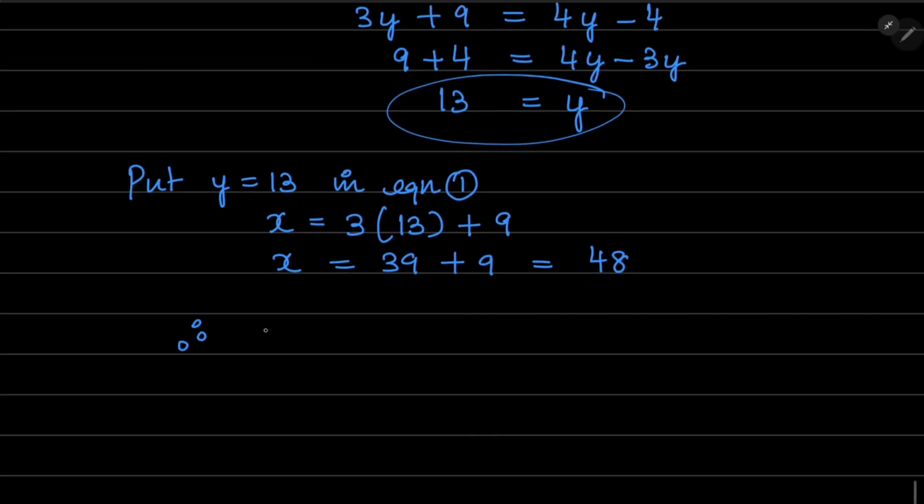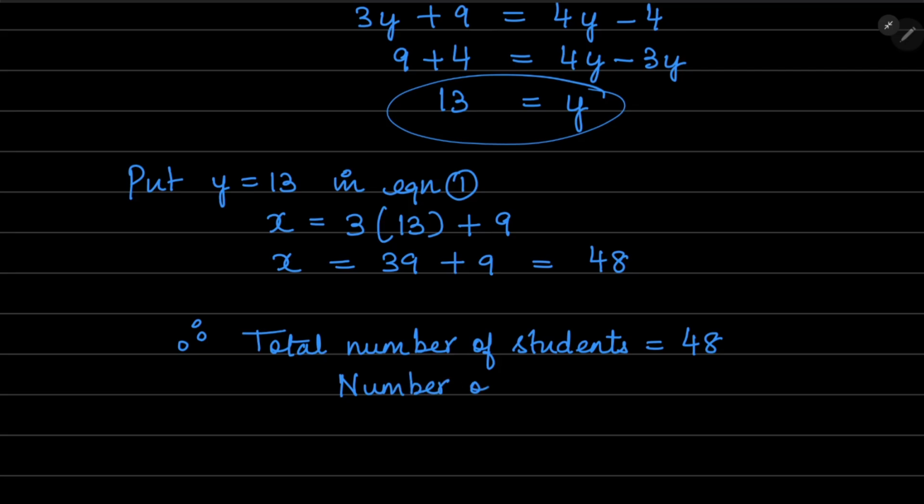Therefore, you should finally write, the total number of students is equal to 48 and the total number of benches that we assumed as y is nothing but 13 in number. This is your final answer. Because it's the number of students and the number of benches, we are not having any units here.